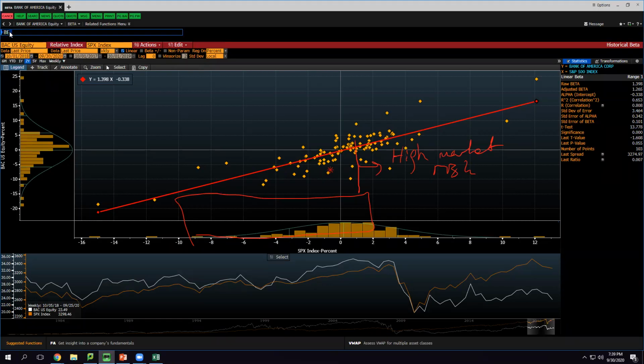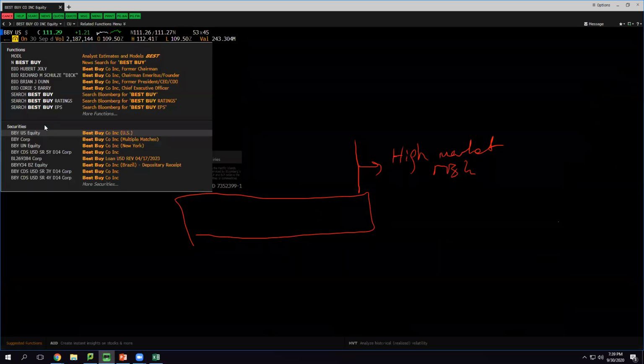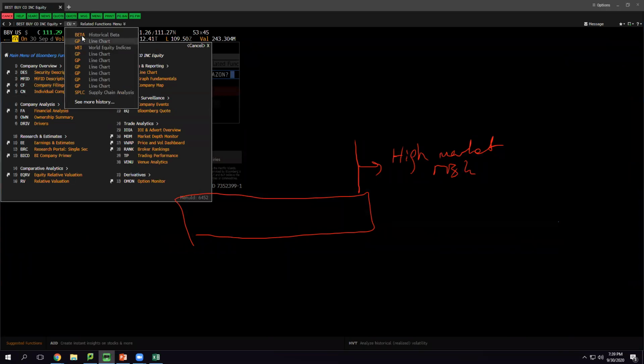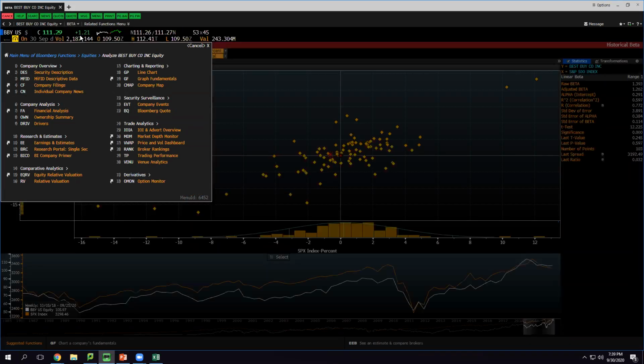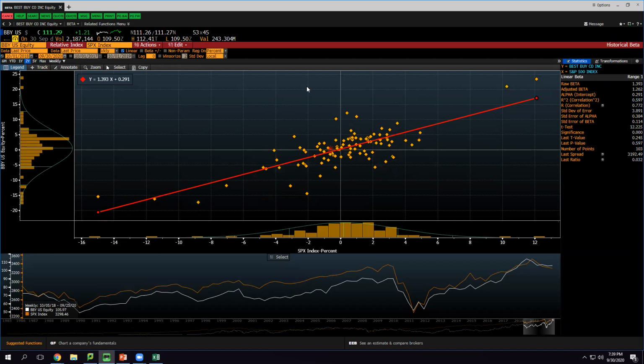Currently, as of today, Best Buy. Do you see the beta of Best Buy from the graph? What is Best Buy's last 2 years beta? Yeah, I can see it. So what is it? Do you see this number here?